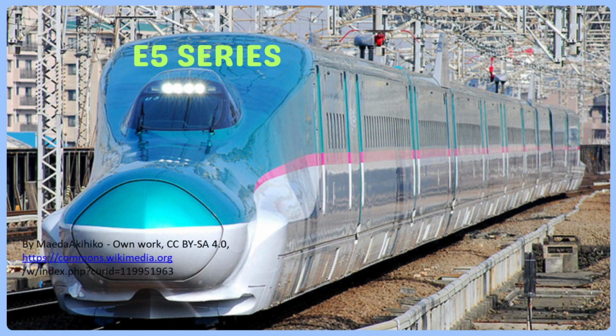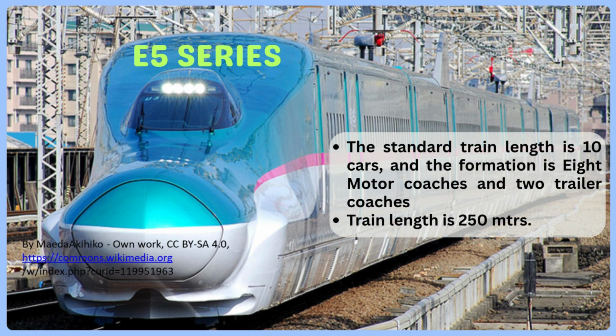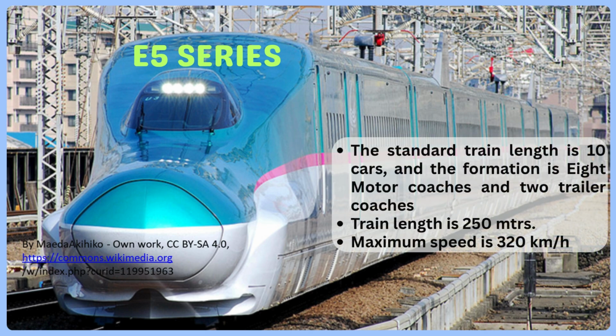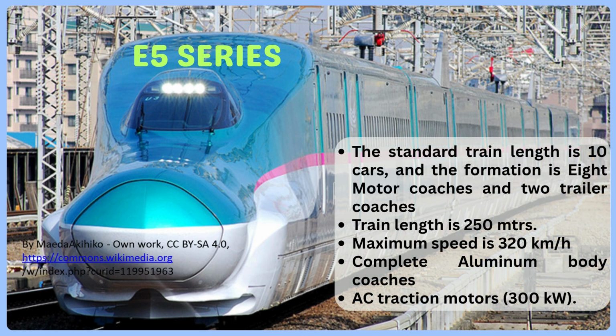In the E5 series, the standard train length is 10 cars and the formation is 8 motor coaches and 2 trailer coaches. The train length is 250 meters. The maximum operating speed is 320 km/h. Complete aluminum body coaches are used. The traction system uses Metricton 207 AC traction motors with a rated power of 300 kilowatts.